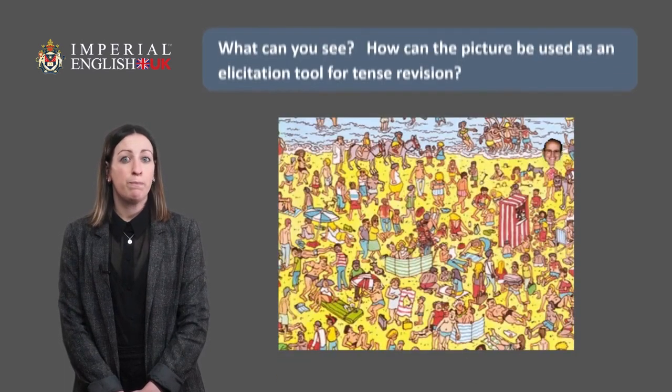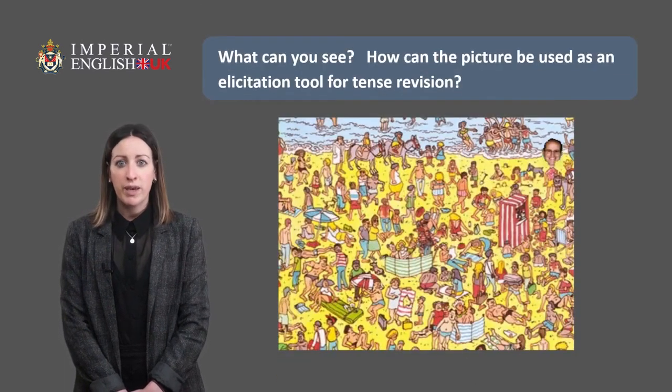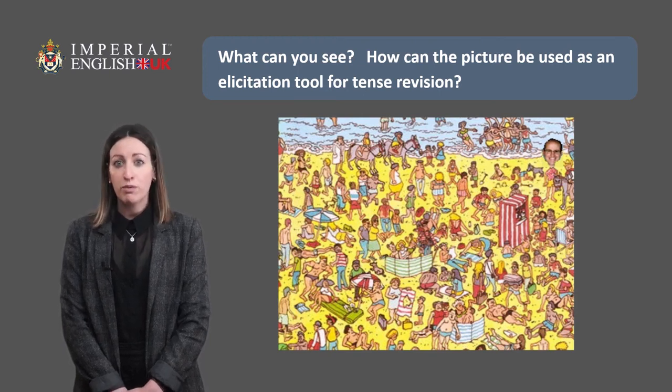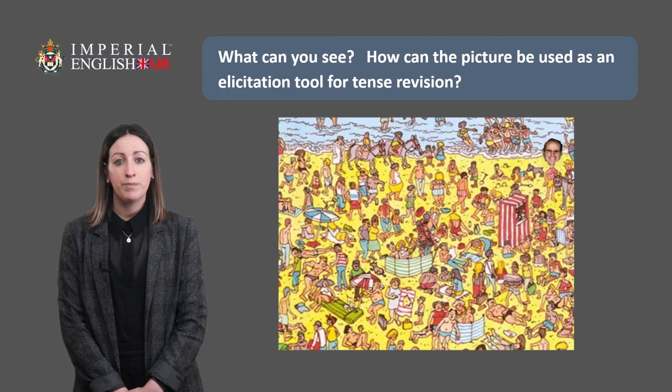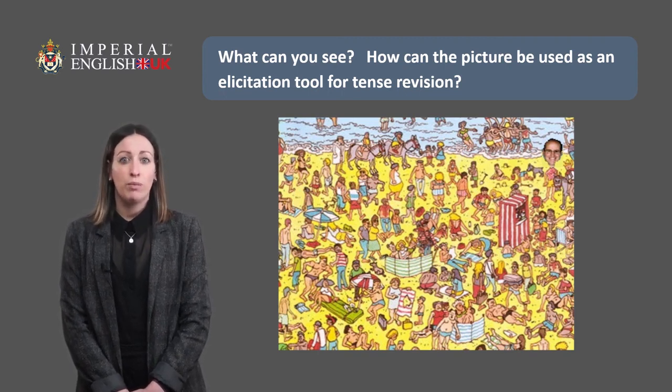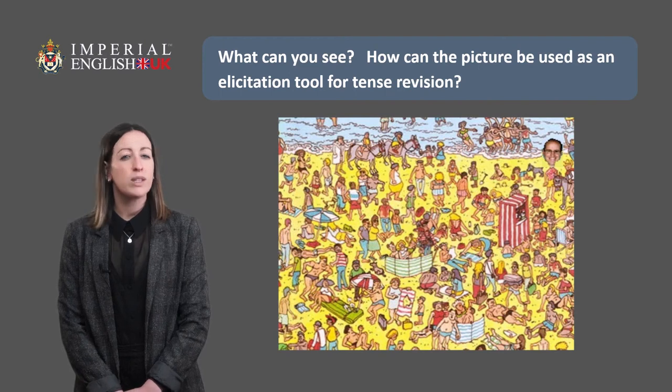Look at the picture on the slide. What can you see? Think about how this picture can be used as an activity for tense revision. Pause for a moment while you think about this. You can use this picture as an elicitation tool and ask questions like, what are they doing? What were they doing?